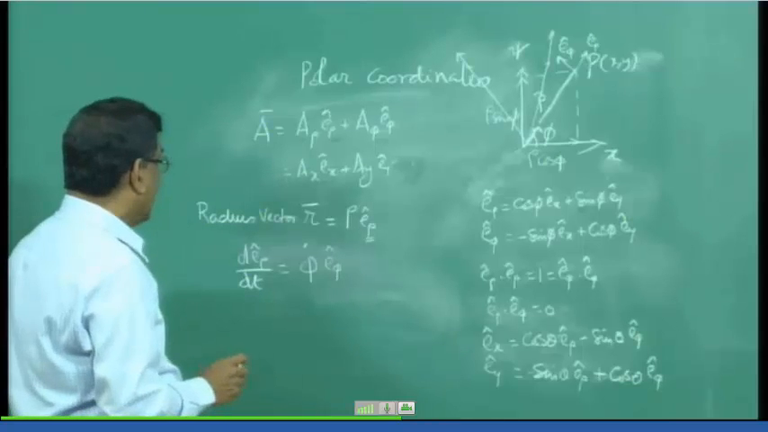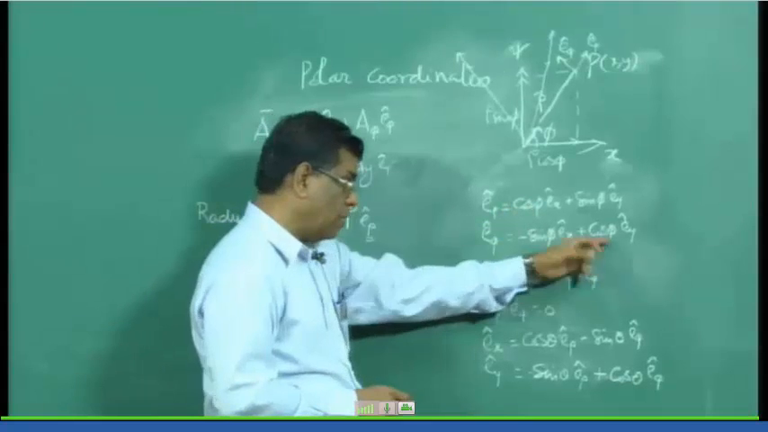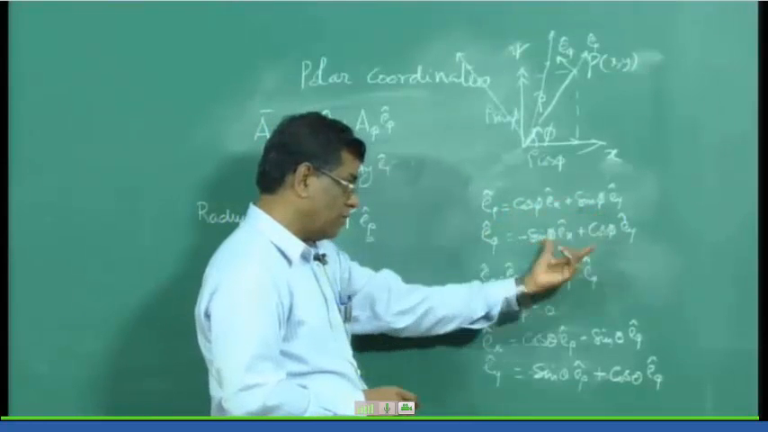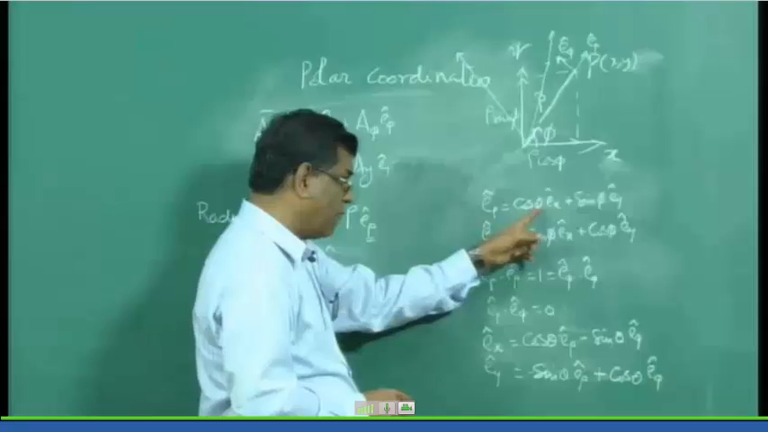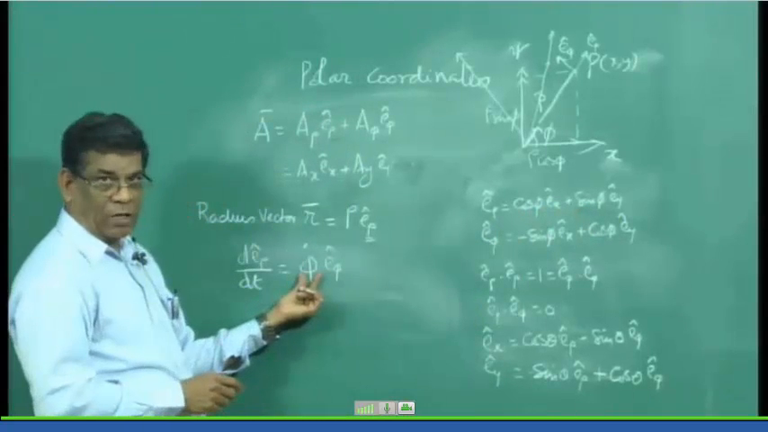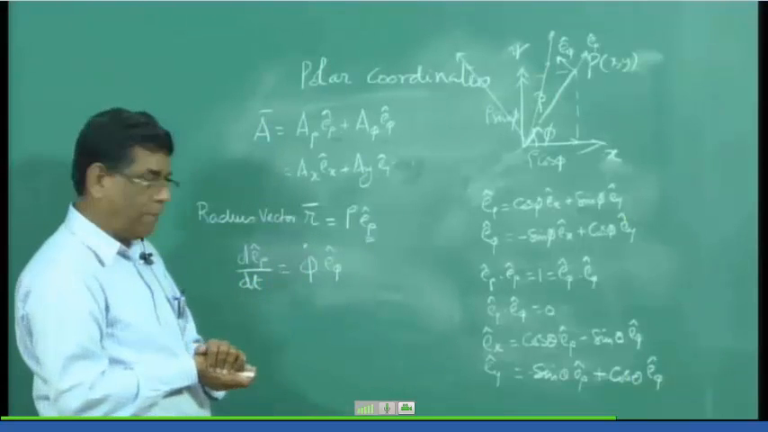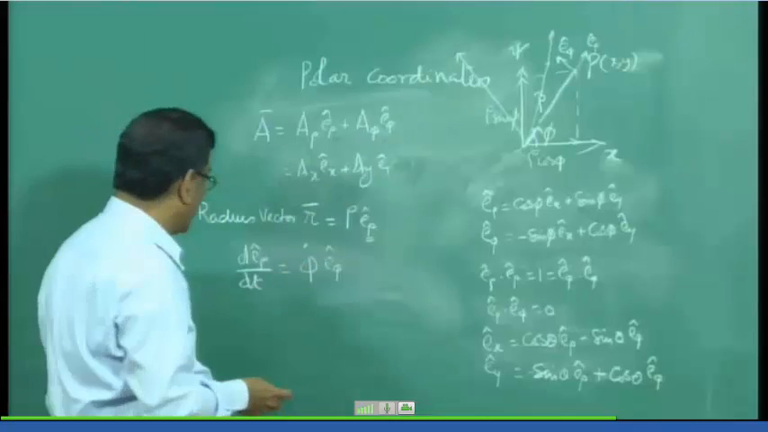Okay. When I differentiate this, it will become minus sin phi plus cos phi, so it will be like this. But there will be a d phi by dt that also comes, and that d phi by dt I call phi dot. You know that. A dot means differentiation with reference to time. So phi dot E phi is what I get.